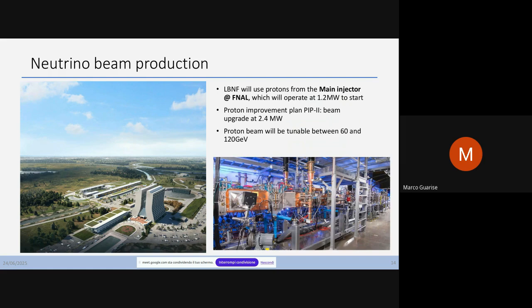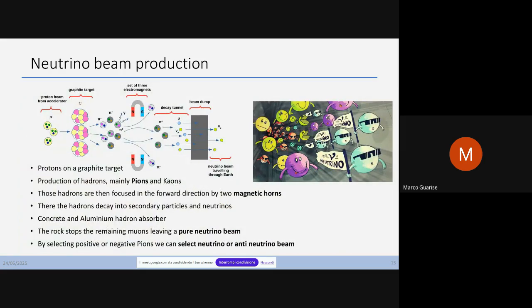These are some images of the RF cavity for the accelerator, the Fermilab complex. But how can we produce a neutrino? Of course, neutrinos are neutral particles, so we cannot accelerate them directly. So the first step is to accelerate the protons onto a graphite target.